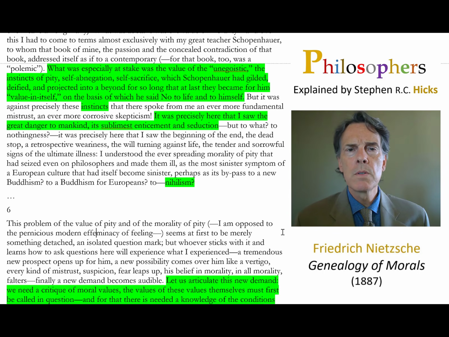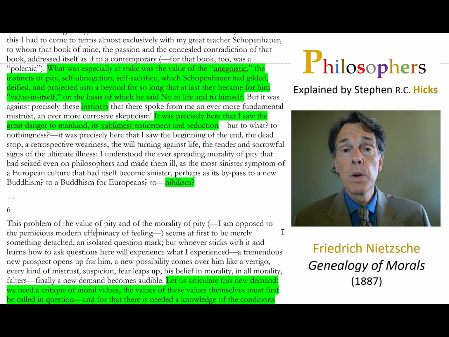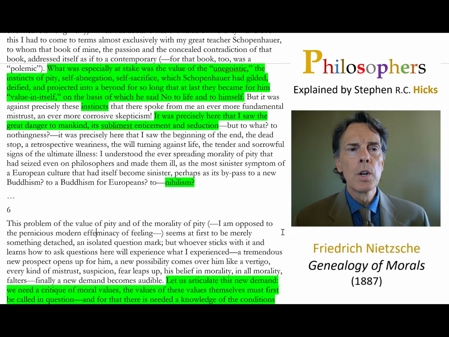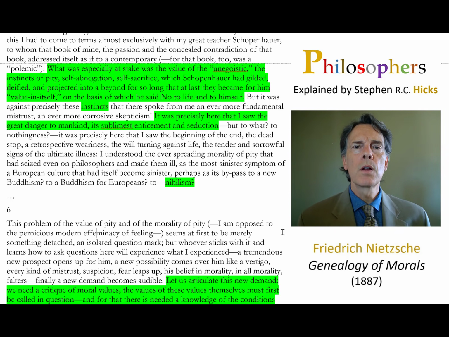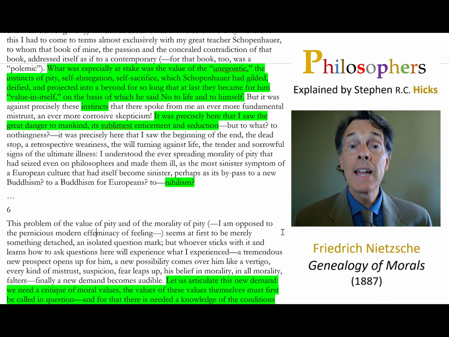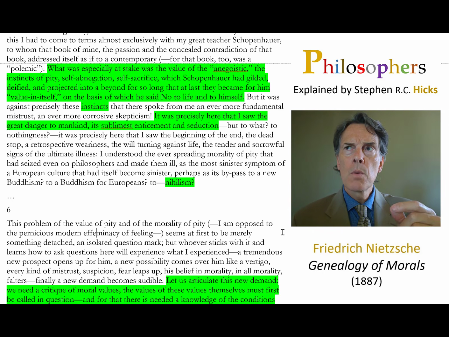It's important that he's indicating Arthur Schopenhauer, who was extraordinarily influential on Nietzsche's early thinking, which Schopenhauer had gilded. These unegoistic virtues, the great German philosopher, and projected into a being for so long that at last they became for him value in itself.